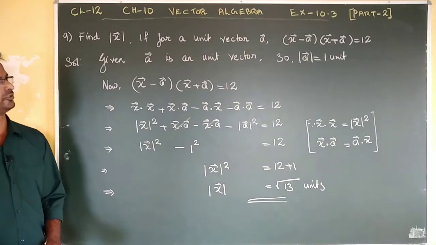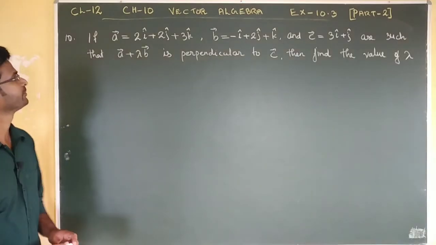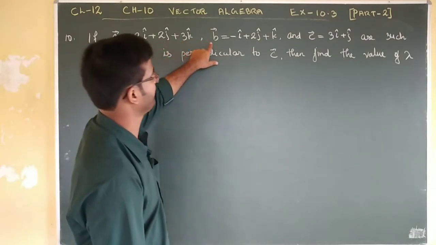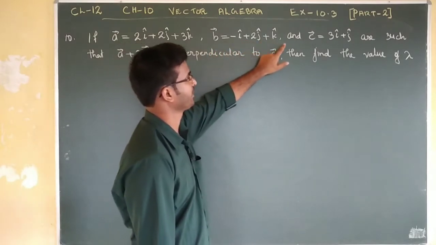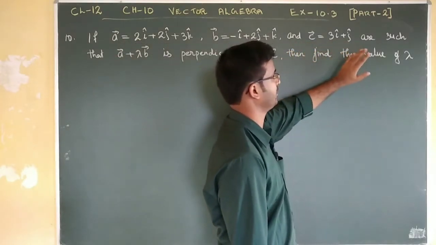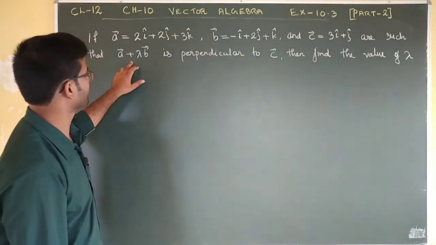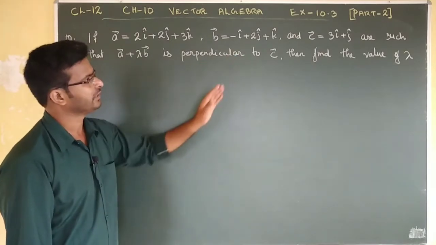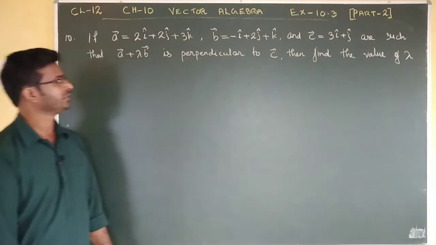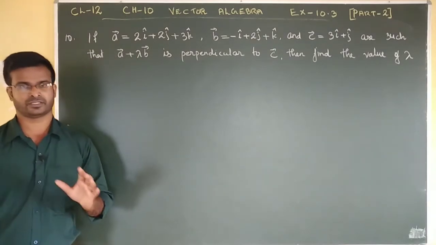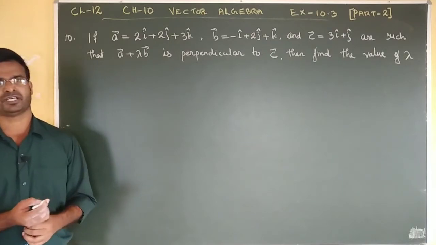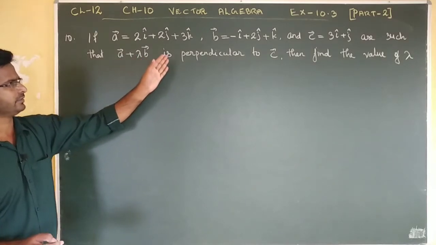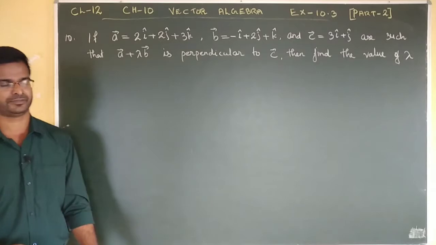Just pause the video, write down in your notebook. Now question number 10. If a vector equal to 2i plus 2j plus 3k, b vector equal to minus i plus 2j plus k, and c vector equal to 3i plus j are such that a vector plus lambda b vector is perpendicular to c vector, then find the value of lambda. Here, lambda means one scalar quantity, one number only. We have to find out lambda value. One condition given: a vector plus lambda b vector and c vector are perpendicular.